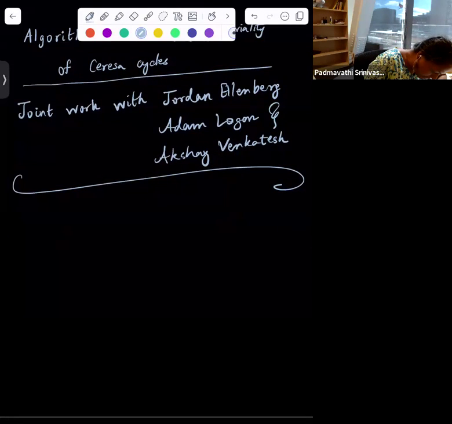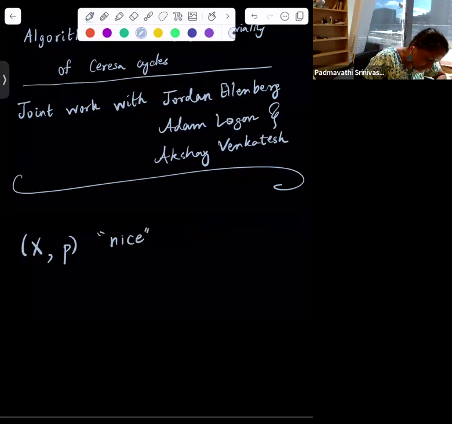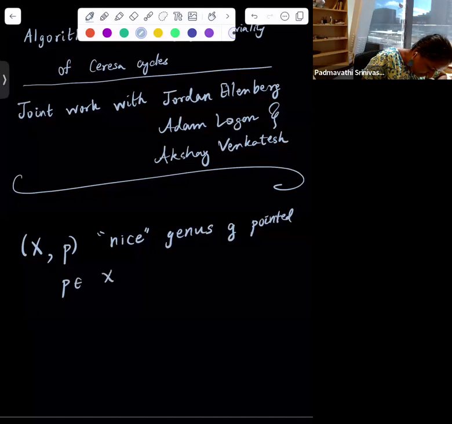The main player is going to be a nice curve, a pointed curve. Nice for me is a technical term. These are all the hypotheses you might want to impose on a curve: smooth, projective, geometrically integral. And the main invariant of a curve is its genus. Let's say its genus g, and it's pointed. So let's say this P here is a rational point on this curve.